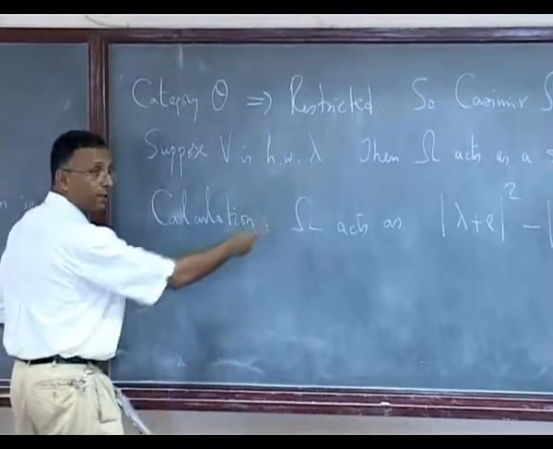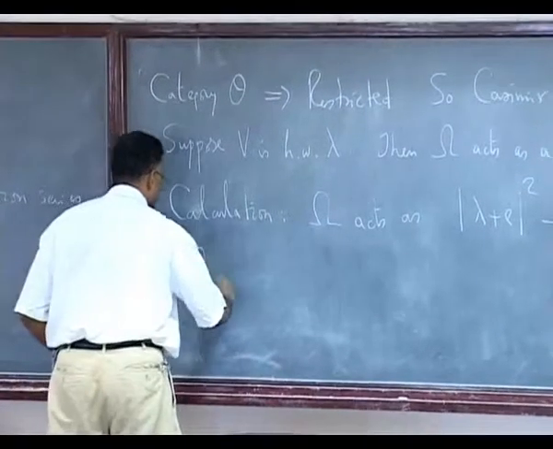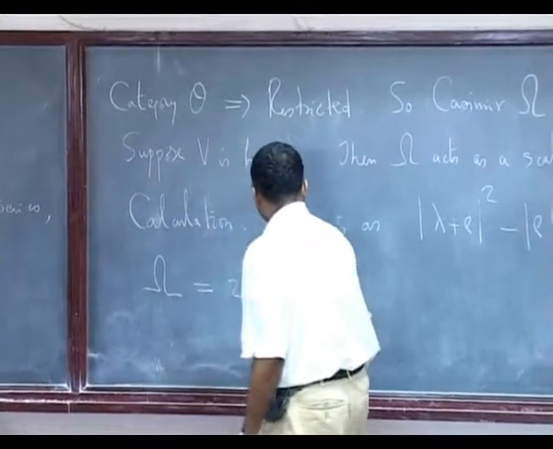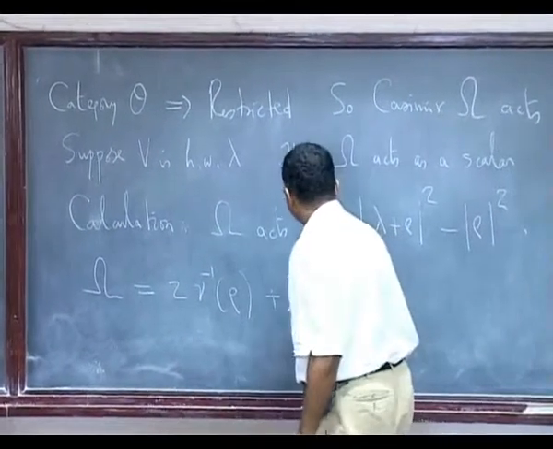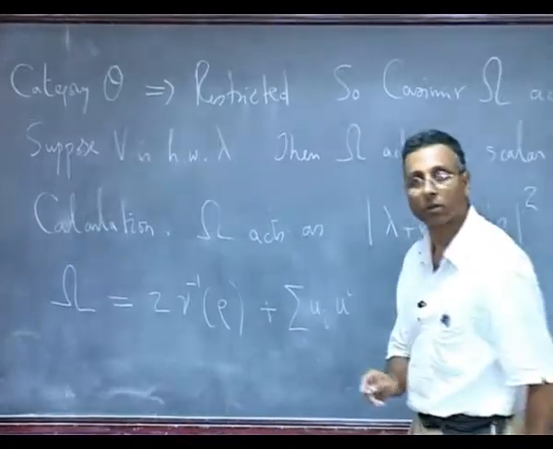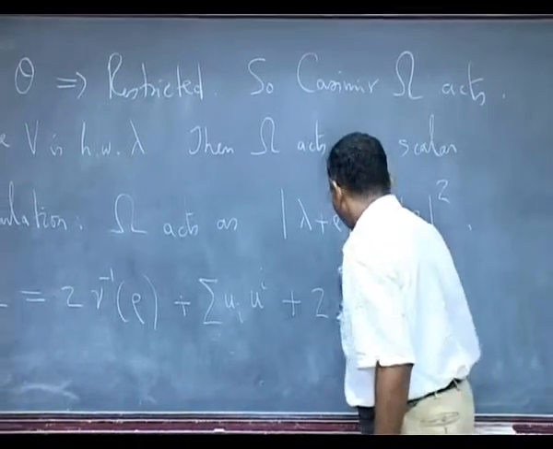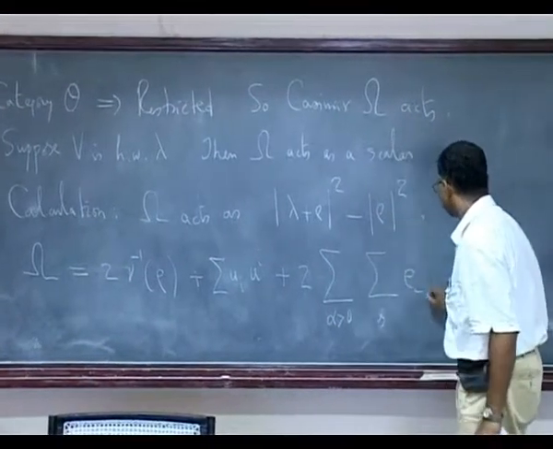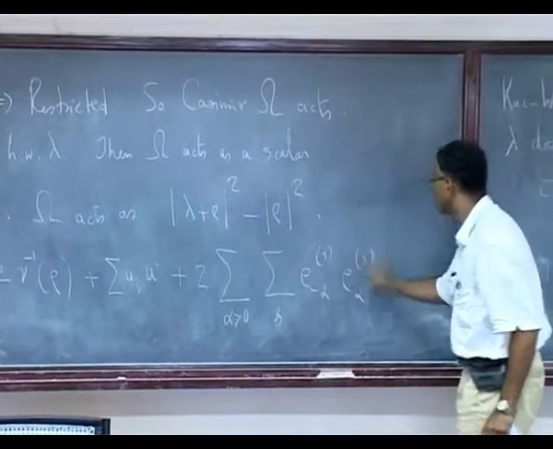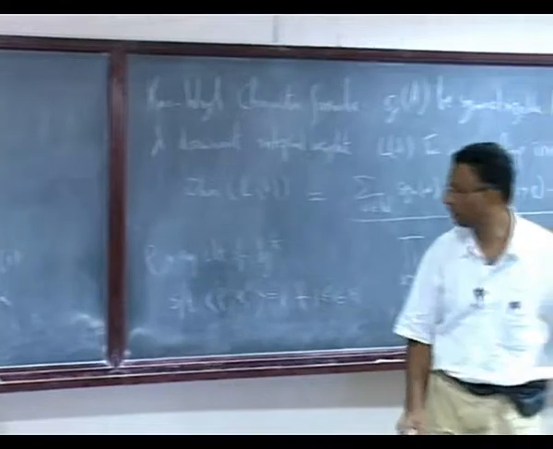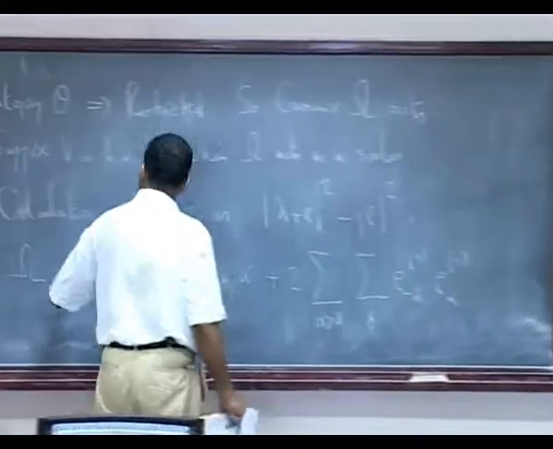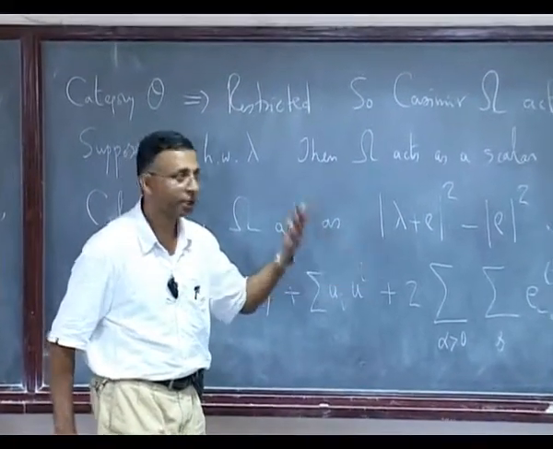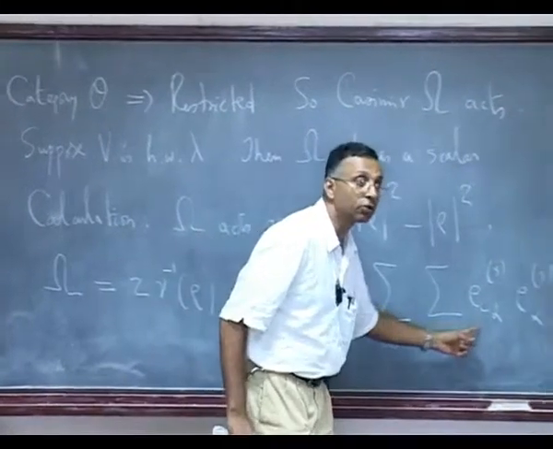Okay, so let's recall what this is. If you recall, this was 2 nu inverse rho plus the sum of u_i squared, plus 2 times the sum over alpha bigger than 0, and then there was an s, with e minus alpha s, e alpha s. That's what it was defined as. Now, it acts as a scalar, so I choose the highest weight vector and act it on it to compute that scalar. I can choose any vector, I choose the highest weight vector. So what happens to this?